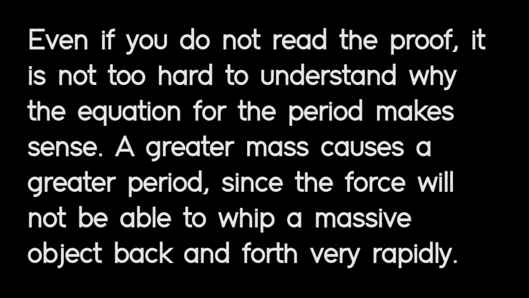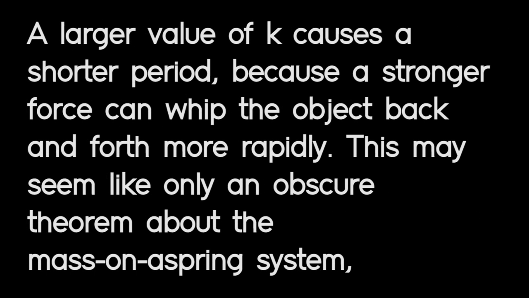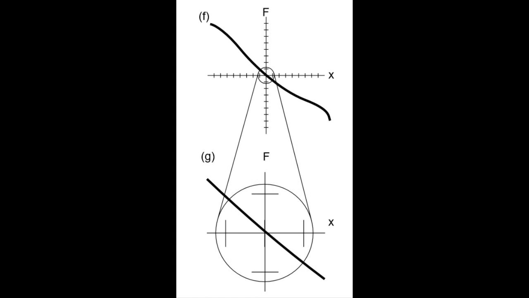Even if we do not read the proof, it is not too hard to understand why the equation for the period makes sense. A greater mass causes a greater period, since the force will not be able to whip a massive object back and forth very rapidly. A larger value of k causes a shorter period because a stronger force can whip the object back and forth more rapidly.